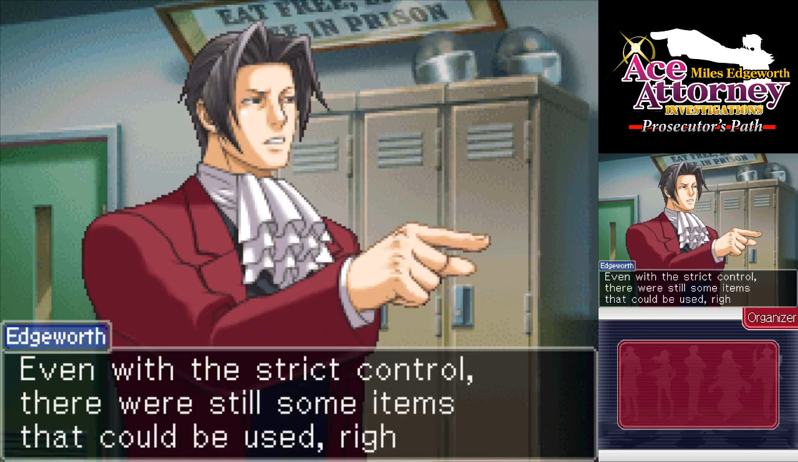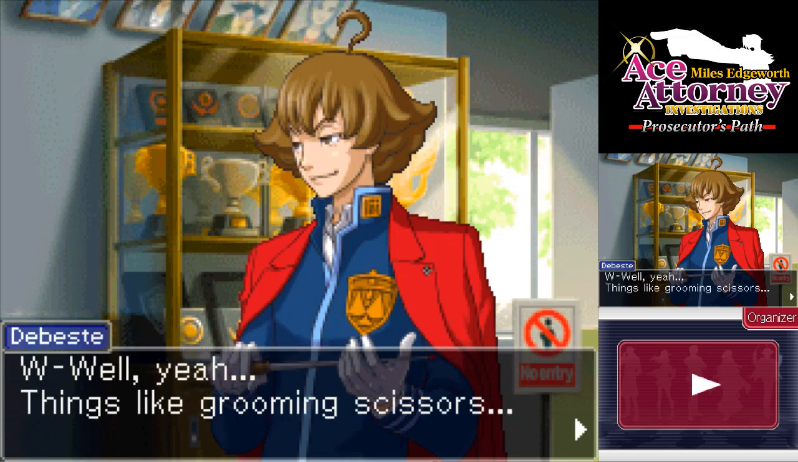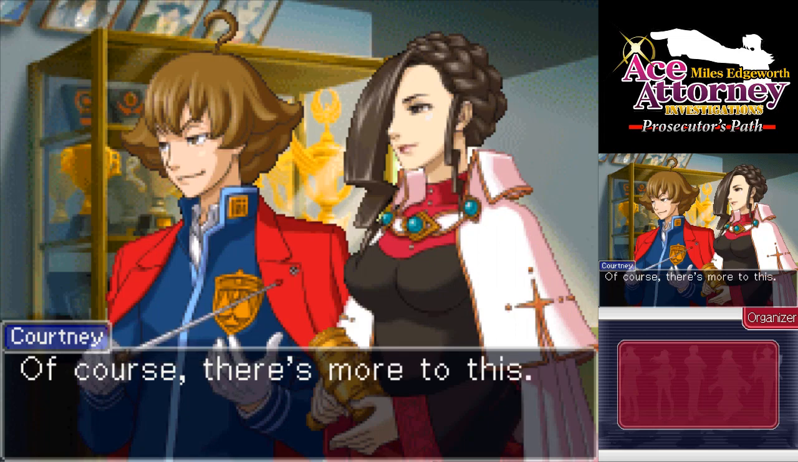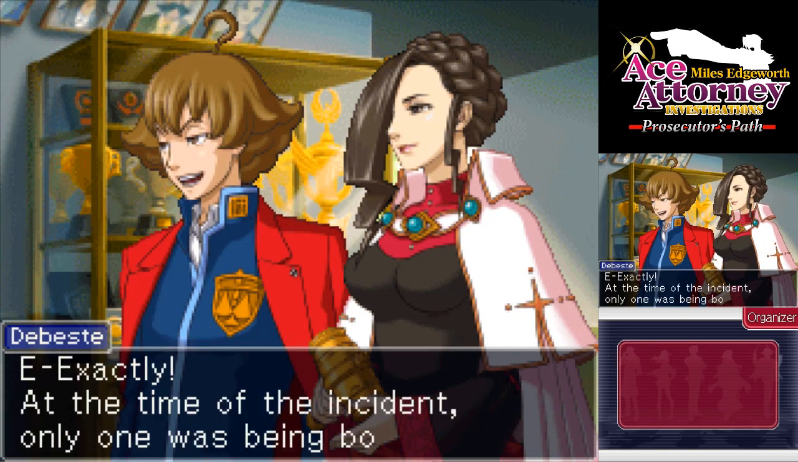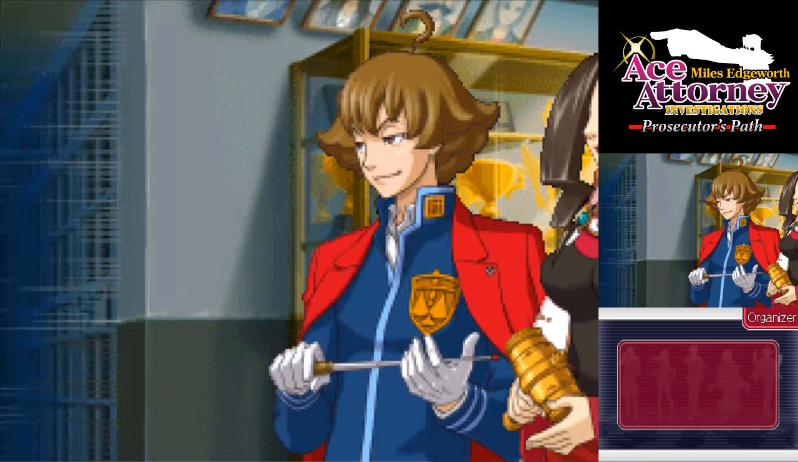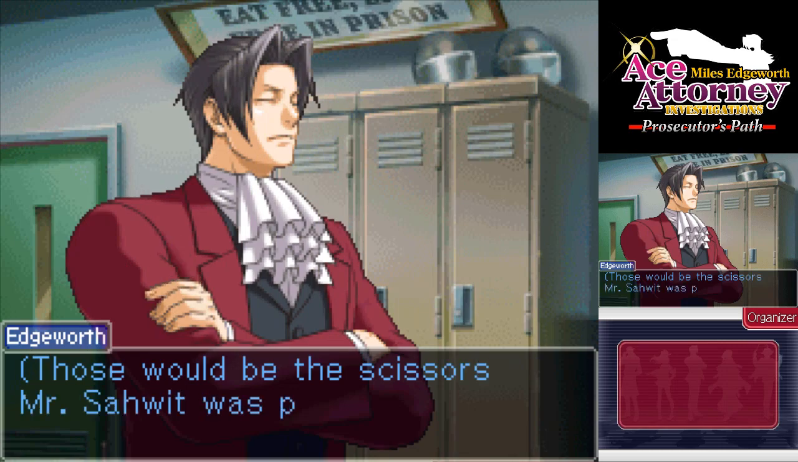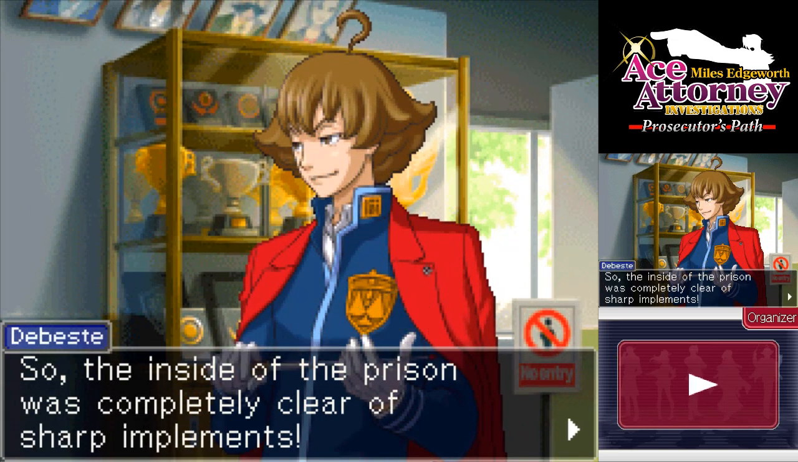Even with the strict control, there were still some items that could be used, right? Well, yeah. Things like grooming scissors. Of course, there's more to this, right, Sebastian? Exactly. At the time of the incident, only one was being borrowed. However, there was no reaction when we tested it for blood. Those would be the scissors Mr. Sod was practicing with. So, the inside of the prison was completely clear of sharp implements.